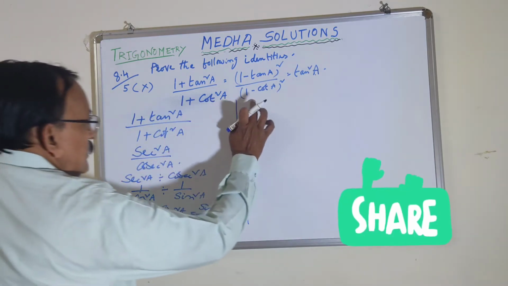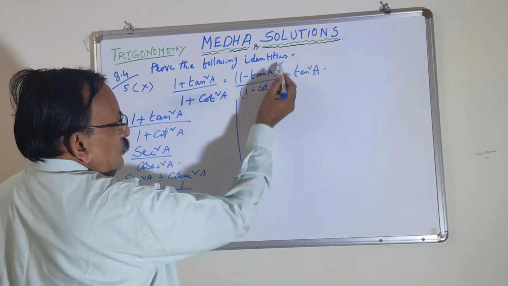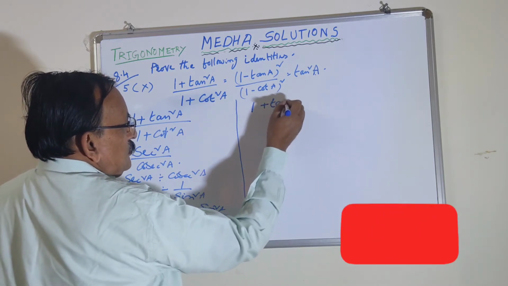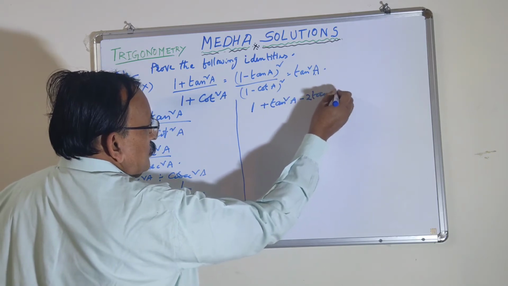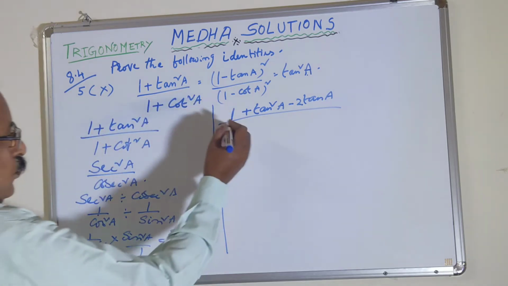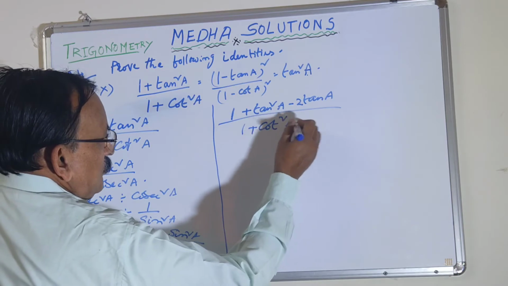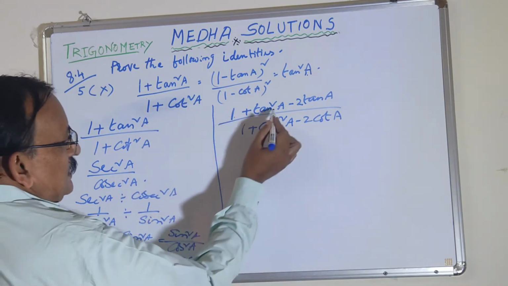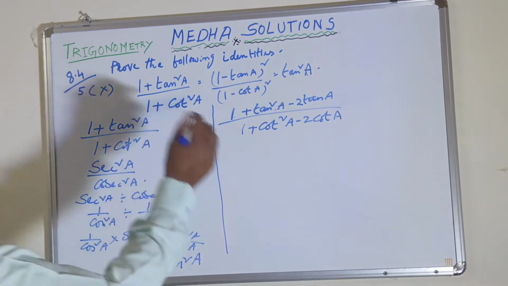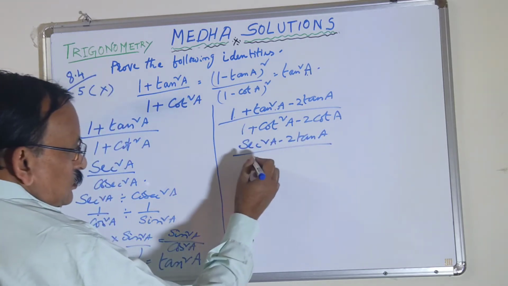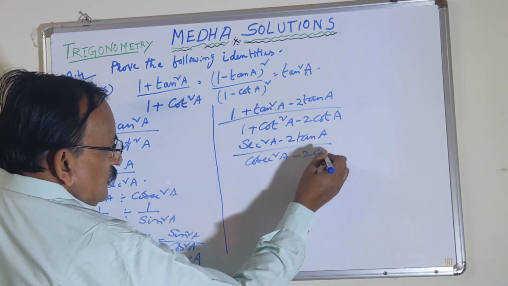Now we are going to prove this thing, which is also equal to tan square A. See, 1 minus tan A whole square: expand using the A minus B whole square formula. 1 square means 1, plus tan square A, minus 2 tan A. Divided by 1 minus cot A whole square, which means 1 plus cot square A minus 2 cot A. Now our 1 plus tan square A we have converted as sec square A, so we can write sec square A minus 2 tan A, by 1 plus cot square A, which is cosec square A minus 2 cot A.